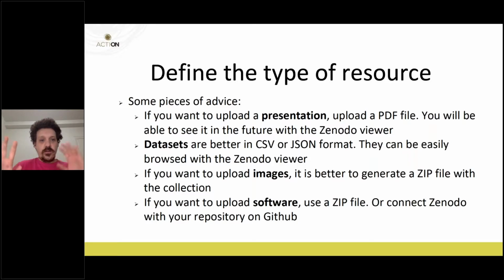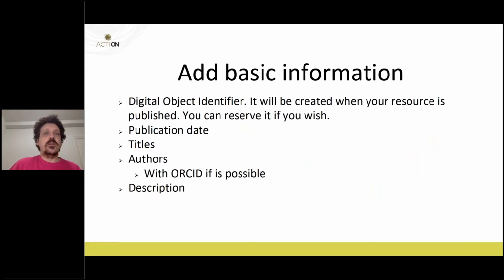So remember, we create a user, a community, start to upload the file itself, and select the type of resource. So we need to add more basic information, for example, the digital object identifier. This identifier is going to be generated automatically by Zenodo. And if you don't want to publish your resource immediately, you can reserve the DOI, and when you publish the resource, the DOI will be activated.